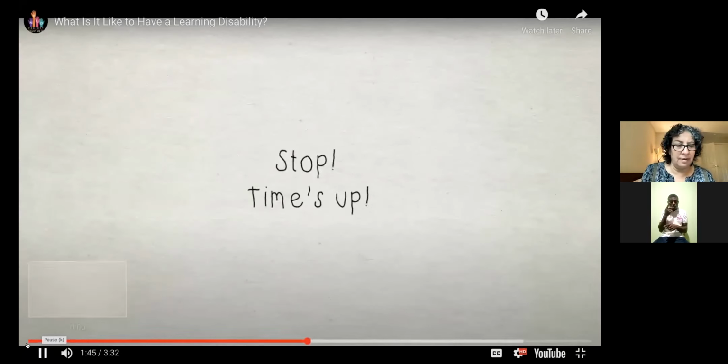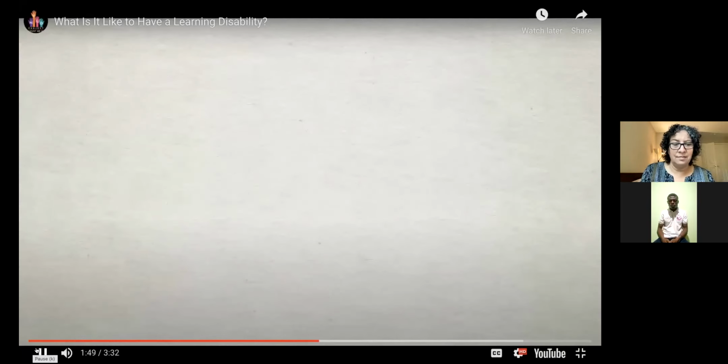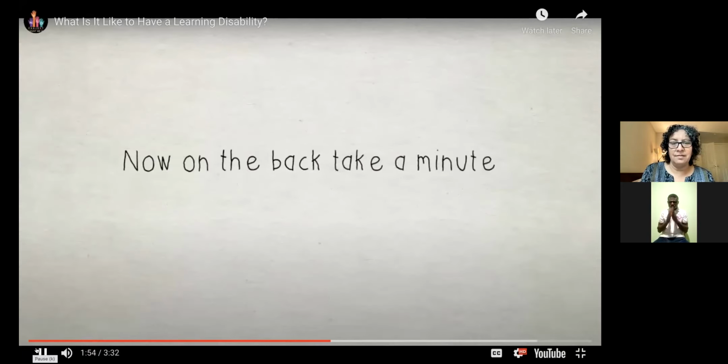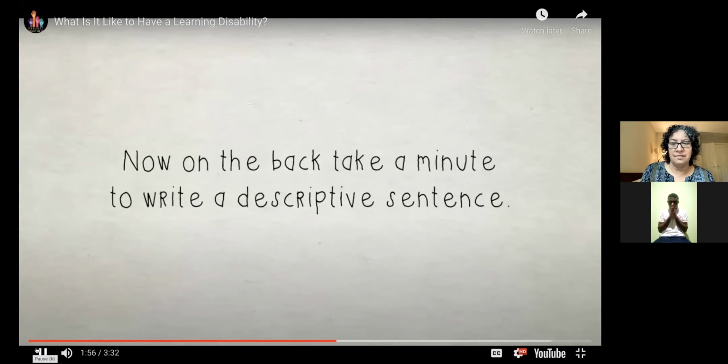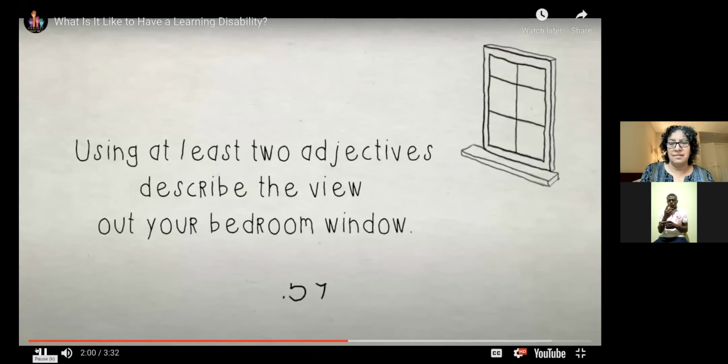Stop. Time's up. Turn your paper over so you can't read it. Do you remember the sentence you copied? How did you feel while you were writing? How does your hand feel? Now on the back, take a minute to write a descriptive sentence. Using at least 2 adjectives, describe the view out your bedroom window.